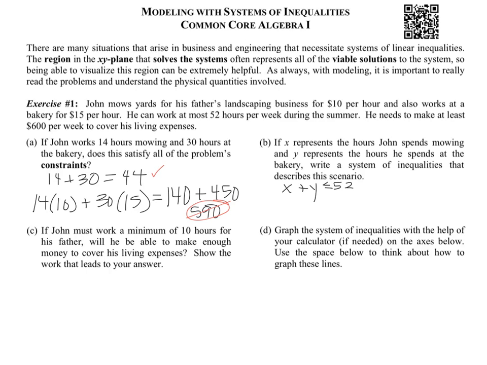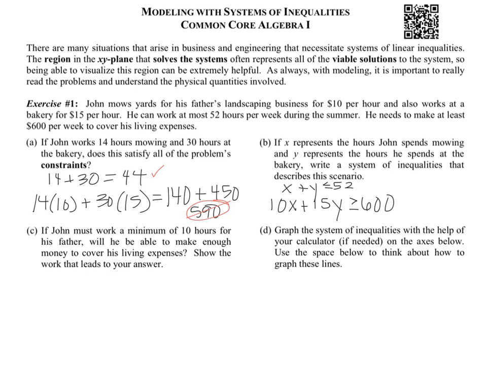The second equation talks about money. So we know that it's $10 per hour mowing lawns, $15 per hour at the bakery, and we're talking about $600. He needs to make at least $600, so it has to be more than $600, but it can be at least $600. You can include $600.